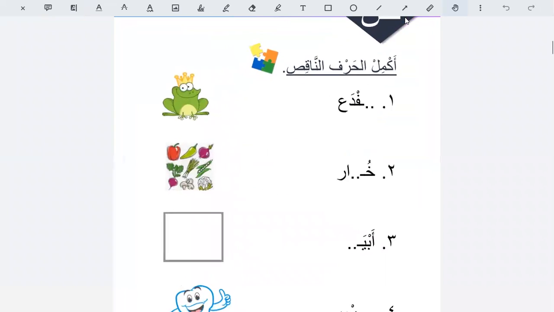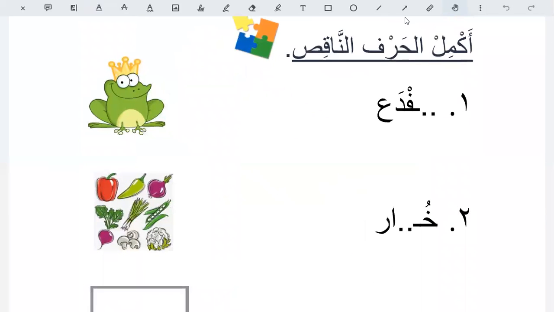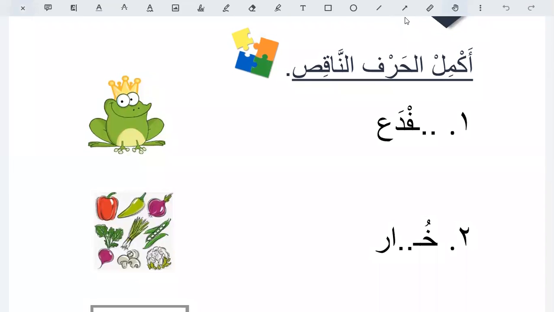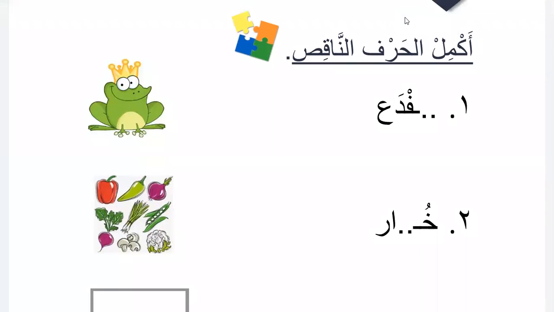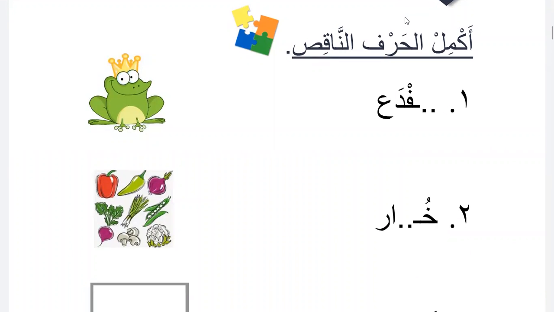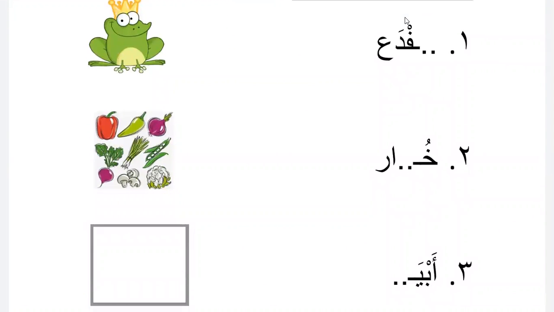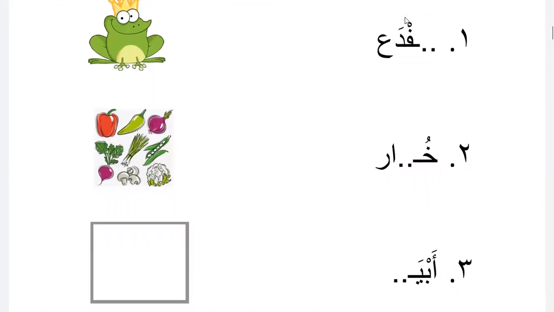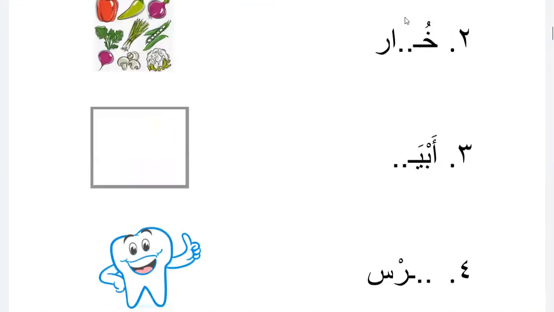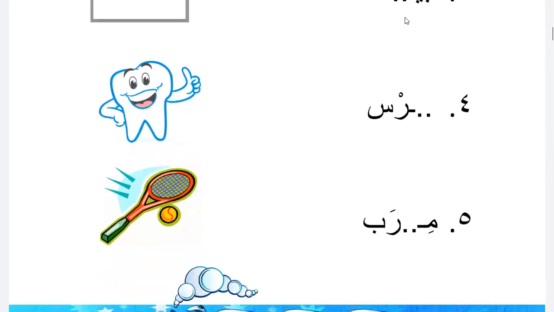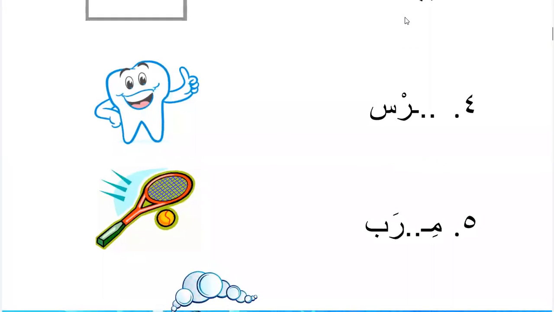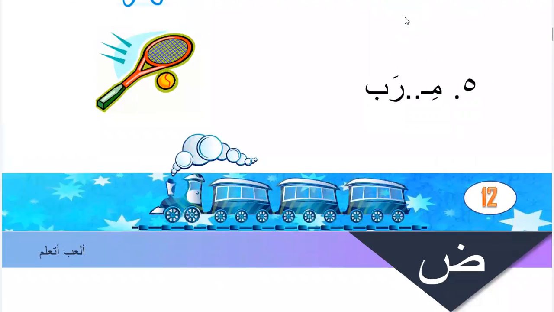Akmil al harf an naqis, complete the missing letter, Rian. Yes. Zifda. Khudar. Abyad. Latifa. Dars. Mizrab. Okay, mizrab. Latifa.